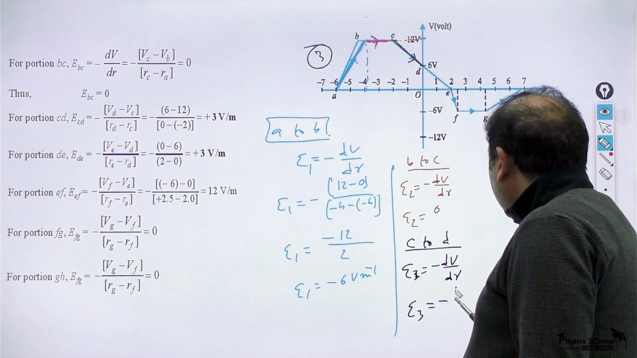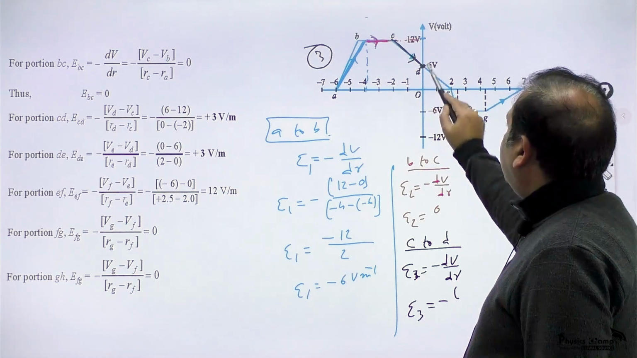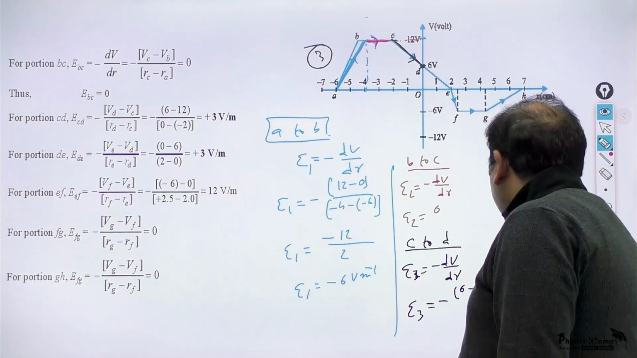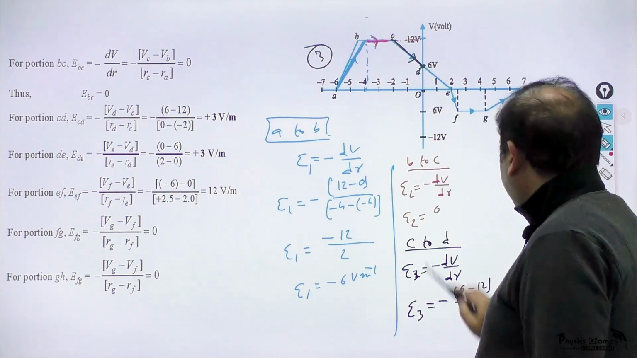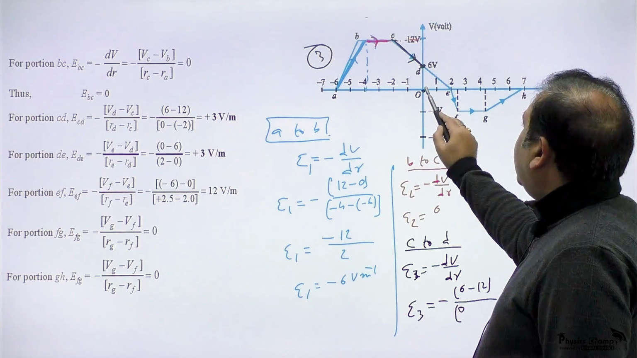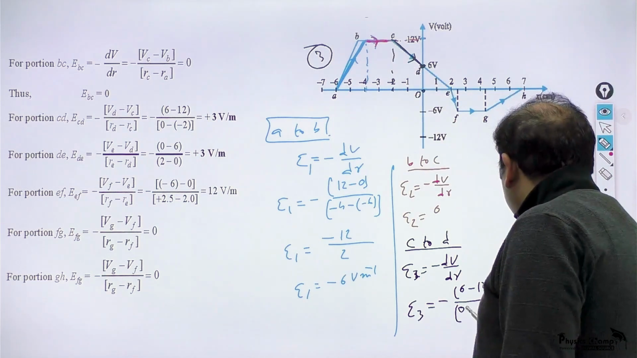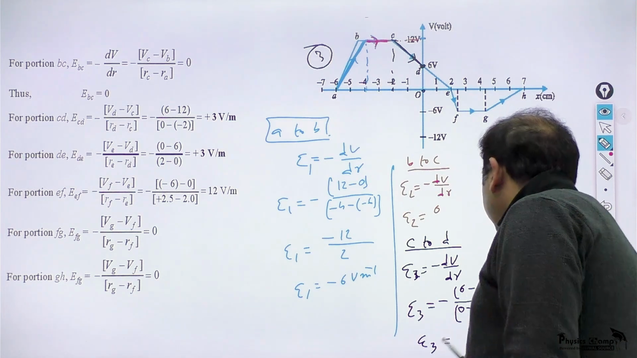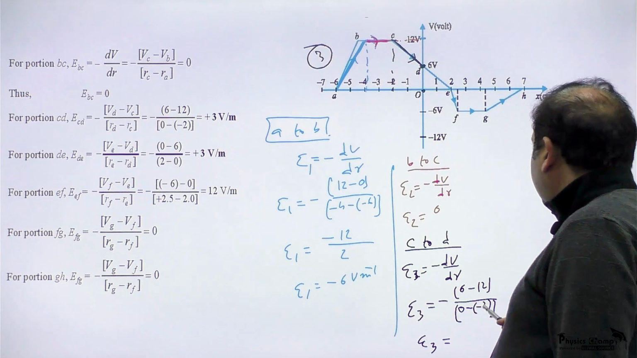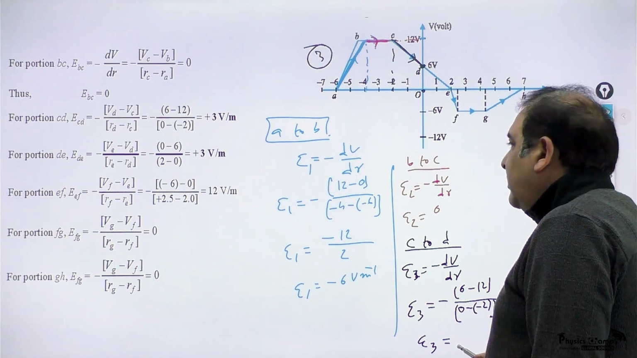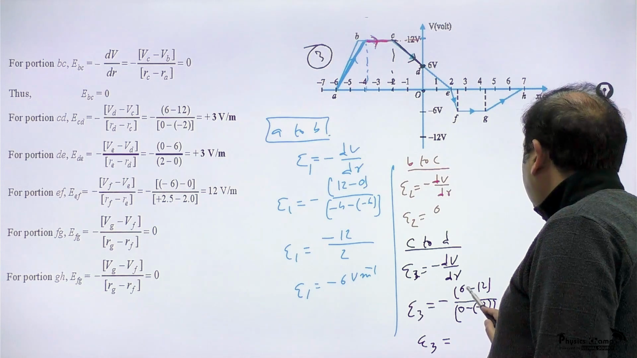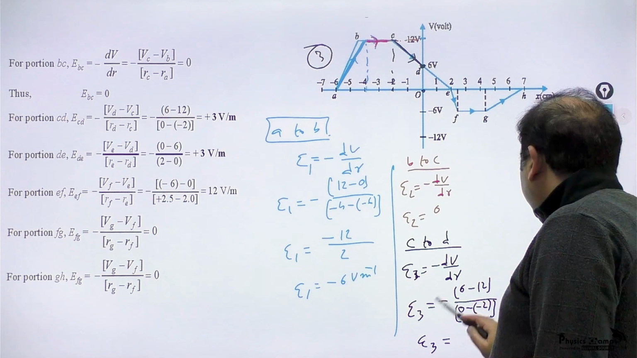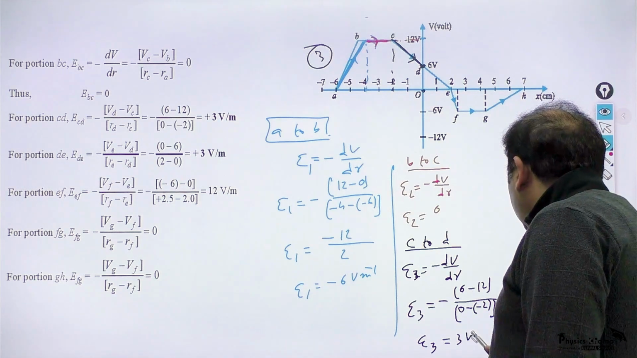Minus of V final. What is V final? 6 volt. And V initial is what? 12 volt. Divided by dr. dr is 0. Final distance minus initial distance is minus 2. So electric field here will be minus 6 divided by 2. So this is 6 minus 12 divided by 2. So this is going to be plus 6 by 2 or 3 volt per meter.